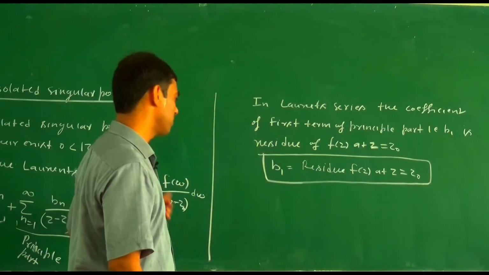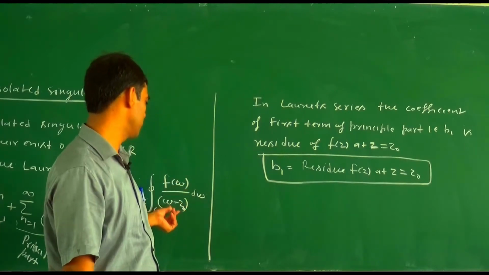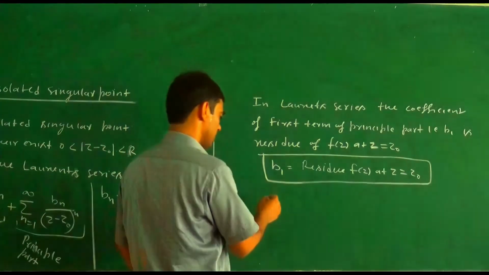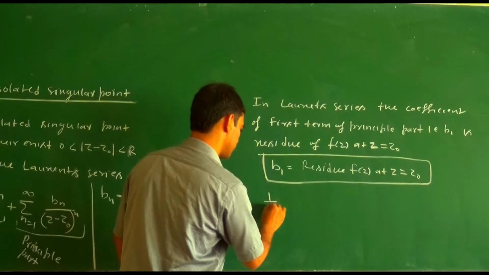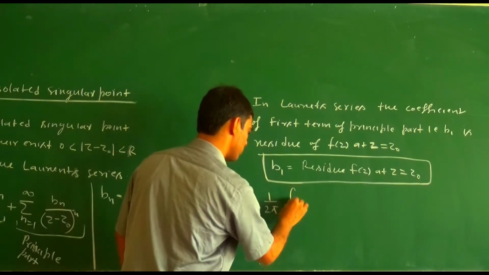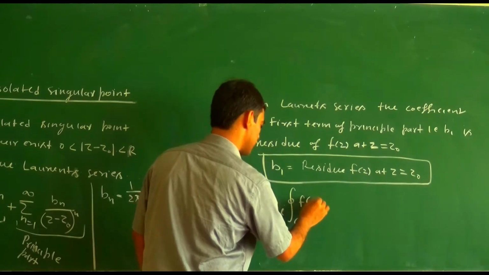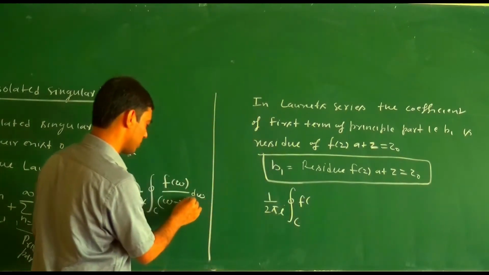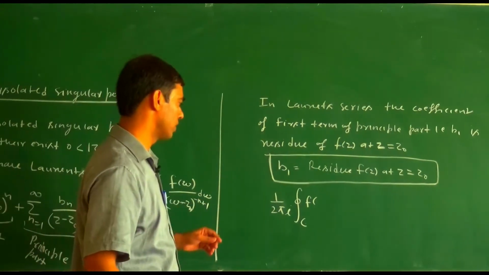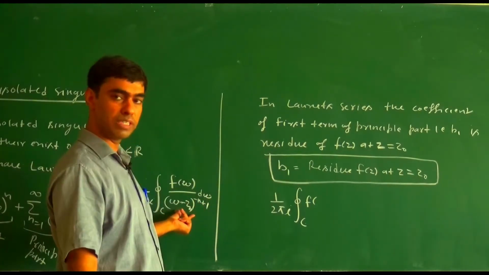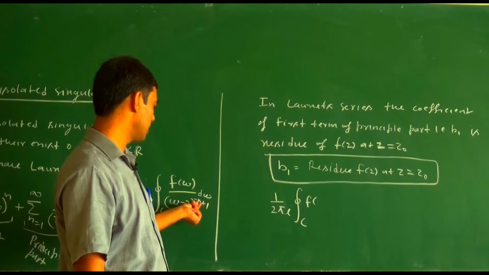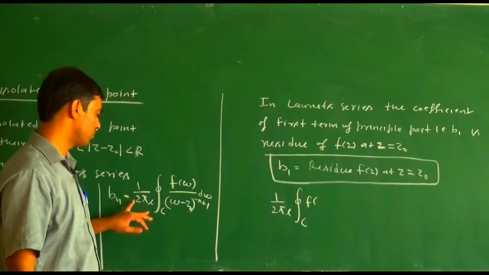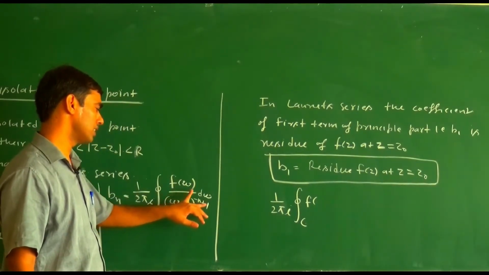Now, what is the value of b1? Either we write f(w) over (w minus z0) dw, or we write f(z). So b1 becomes 1 upon 2 pi i, integrated over C, of f(z), with (w minus z0) to the power minus n plus 1. If n equals 1, then the exponent becomes minus 1 plus 1, which is 0. So bn means 1 upon 2 pi i, integrated over C, of f(w) (w minus z0) to the power minus n plus 1 dw.